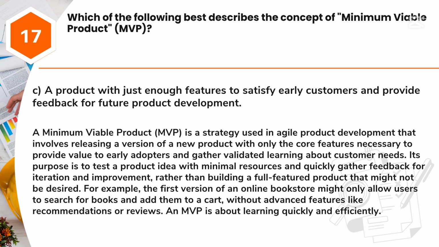Answer: C. A product with just enough features to satisfy early customers and provide feedback for future product development. A minimum viable product, MVP, is a strategy used in agile product development that involves releasing a version of a new product with only the core features necessary to provide value to early adopters and gather validated learning about customer needs. Its purpose is to test a product idea with minimal resources and quickly gather feedback for iteration and improvement, rather than building a full-featured product that might not be desired.